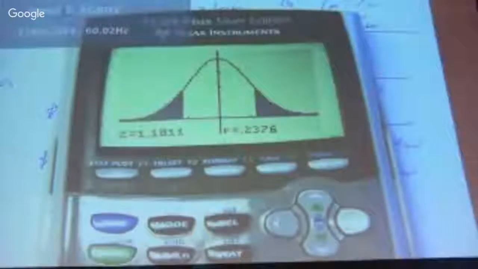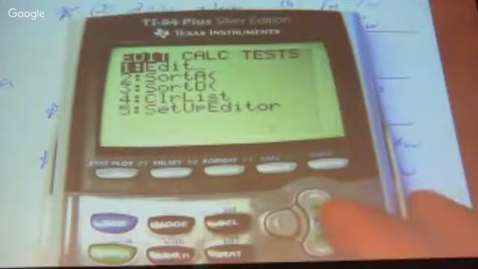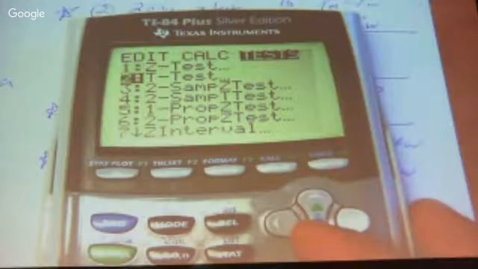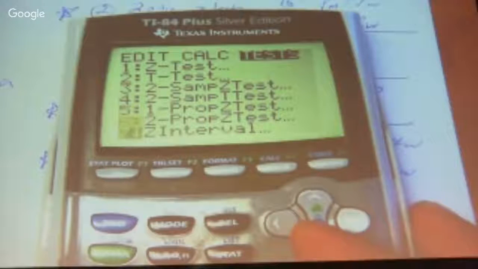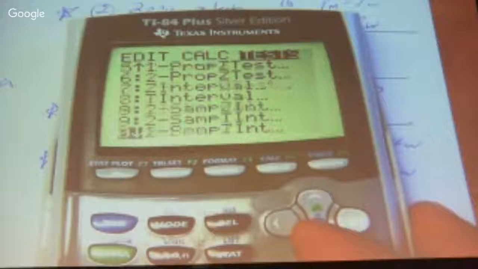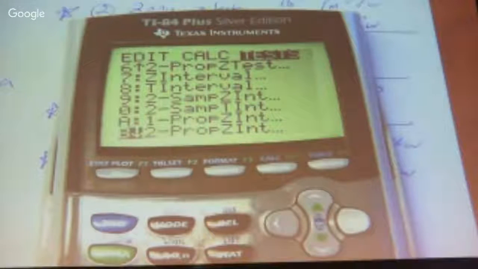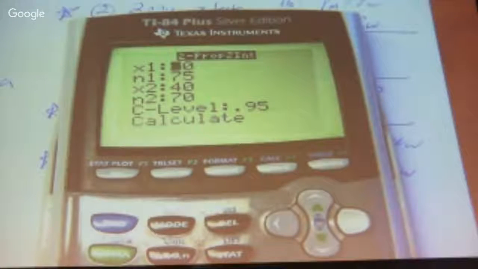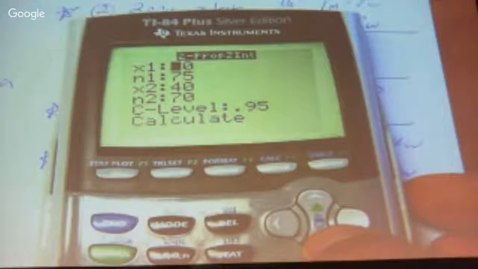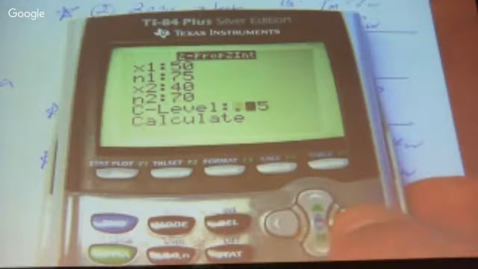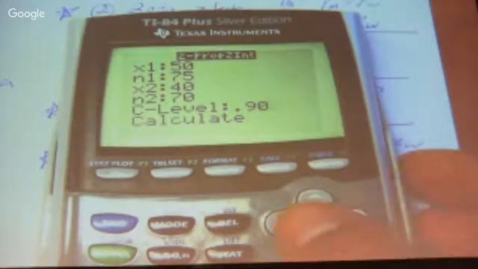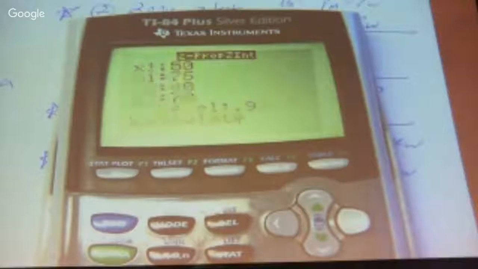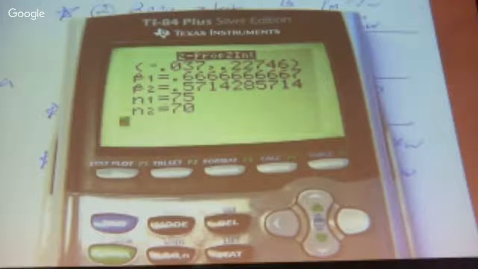So when we check it in the calculator, remember we did a two proportion Z. Now we're looking for two proportion Z interval. Which one's that? All the way down to B. Two proportion Z interval. Fractions are in there for us. How confident this time? Alpha was 10. So how confident? 0.90. Again, be careful. Make sure you change that. And we get our negative and our positive.